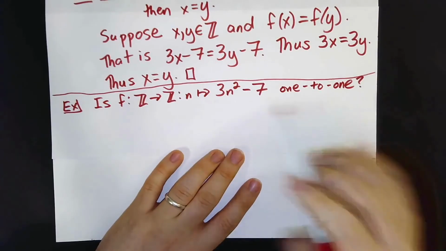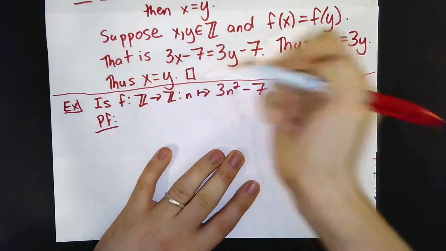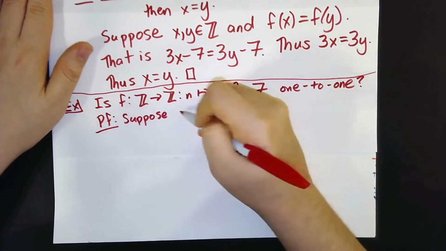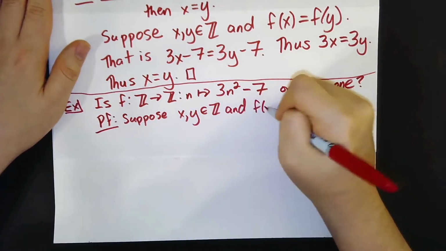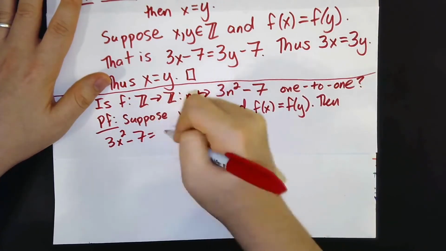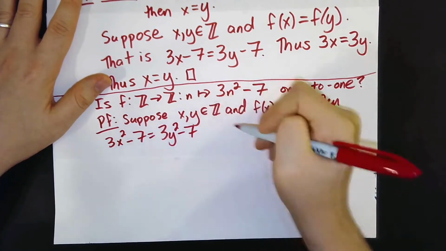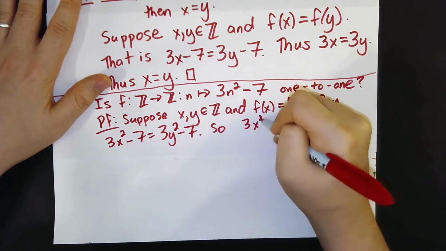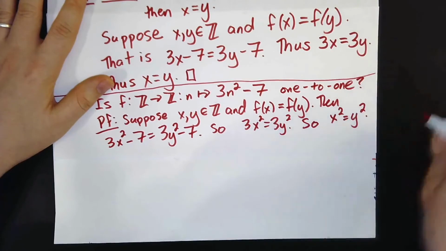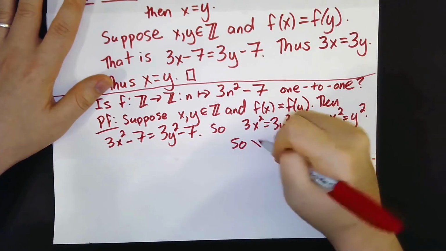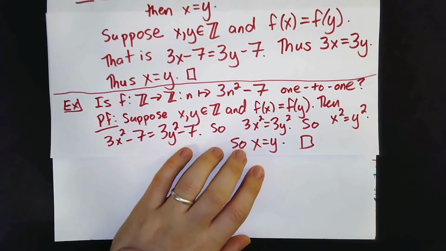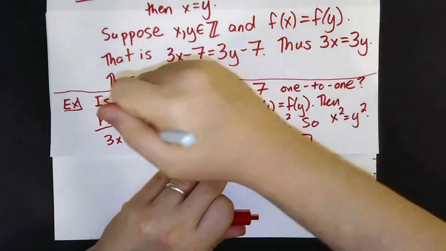So let's look at a similar exercise here. So let's try and do the same thing we just did. So let's suppose x and y are in Z, and f of x is equal to f of y. Then 3x squared minus 7 is equal to 3y squared minus 7. So 3x squared is 3y squared. So x squared is y squared. So taking the square root of both sides, x is y. And then we're done. Now that all looks good. And unfortunately, no giant thunderbolt stopped me from writing it, but this is completely bogus.